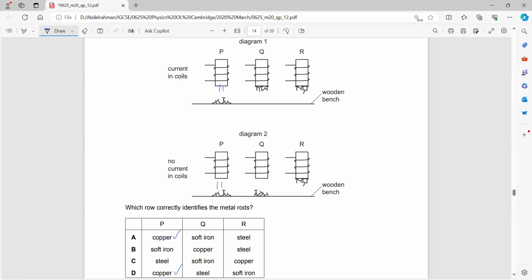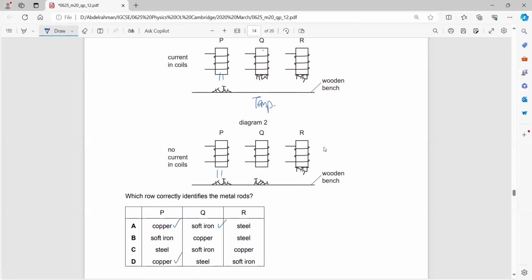Q attracted when there was a current, and then it didn't attract when the current was switched off. So Q could be considered a temporary magnet, which is soft iron. Q has to be soft iron. And definitely R is steel.